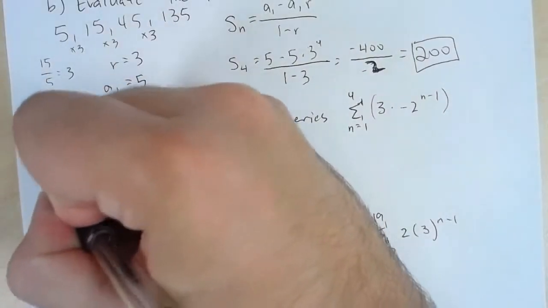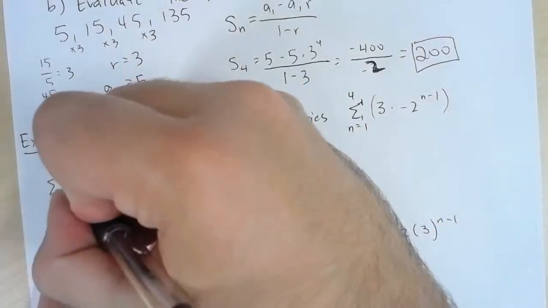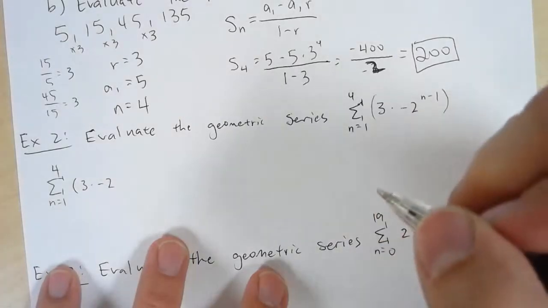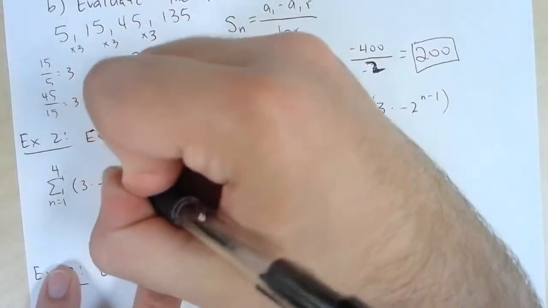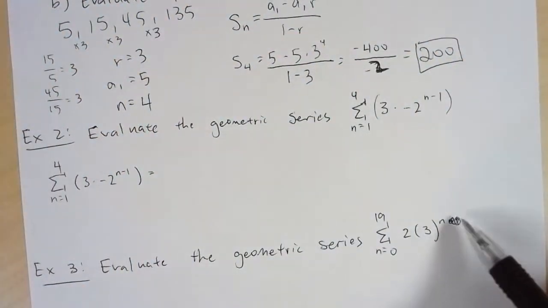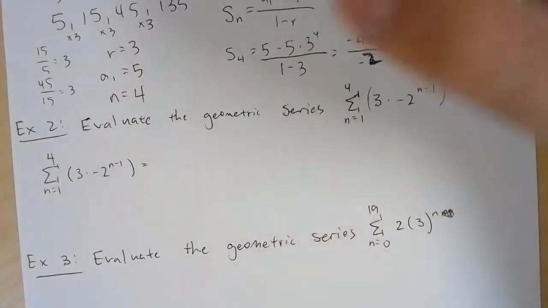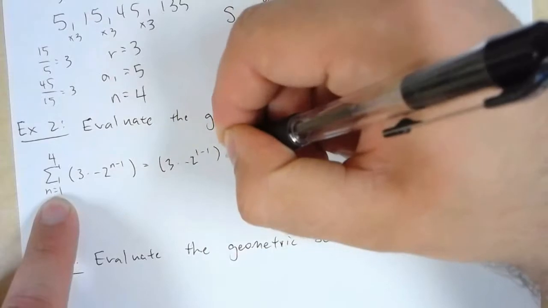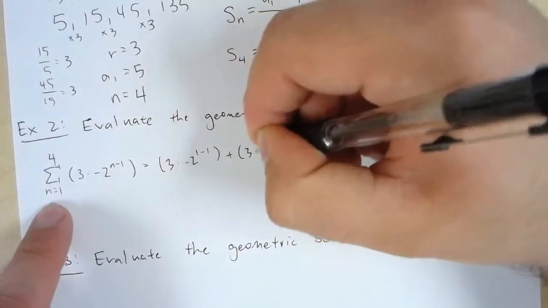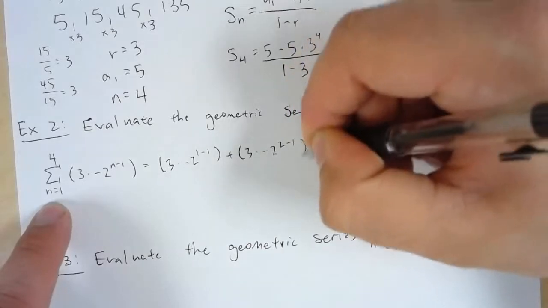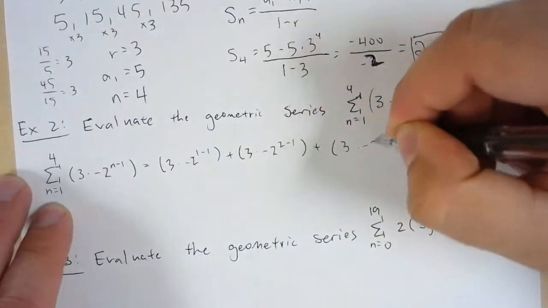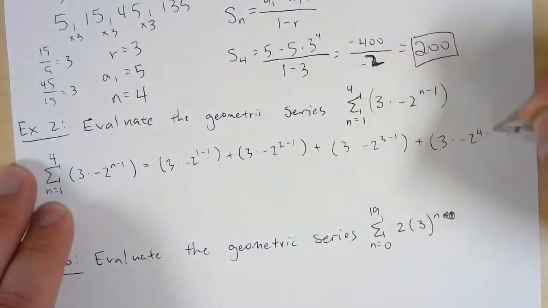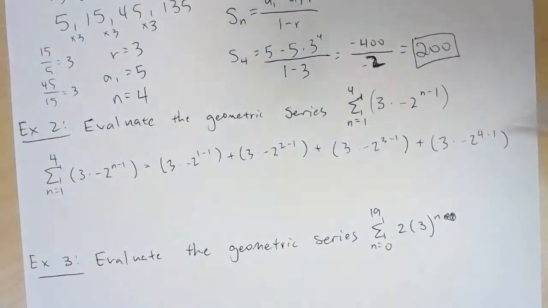So the sum from n equals 1 to 4 of 3 times negative 2 to the n minus 1. Okay, so we're evaluating n equals 1 first. So 3 times negative 2 to the 1 minus 1 plus 3 times negative 2 to the 2 minus 1 plus 3 times negative 2 to the 3 minus 1 plus 3 times negative 2 to the 4 minus 1, and we stop here because our last number is going to be a 4.